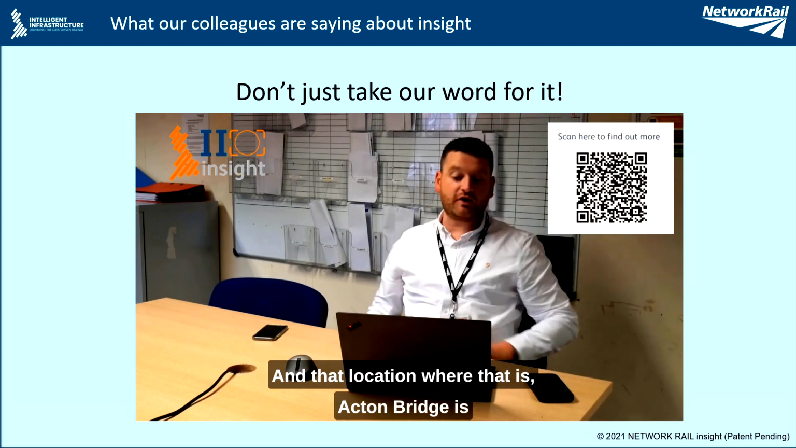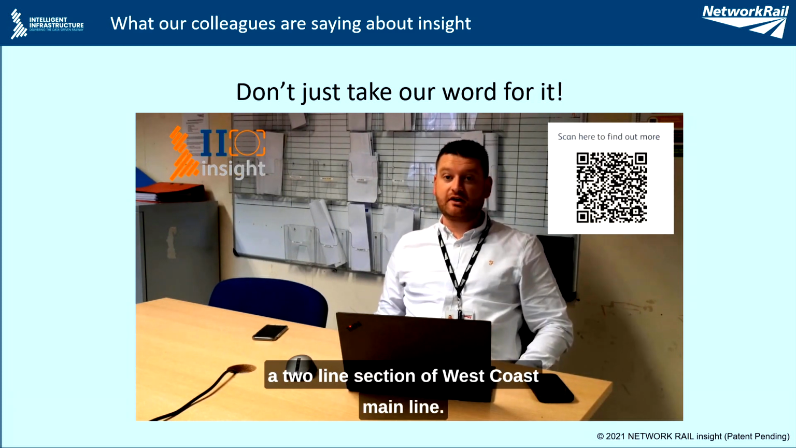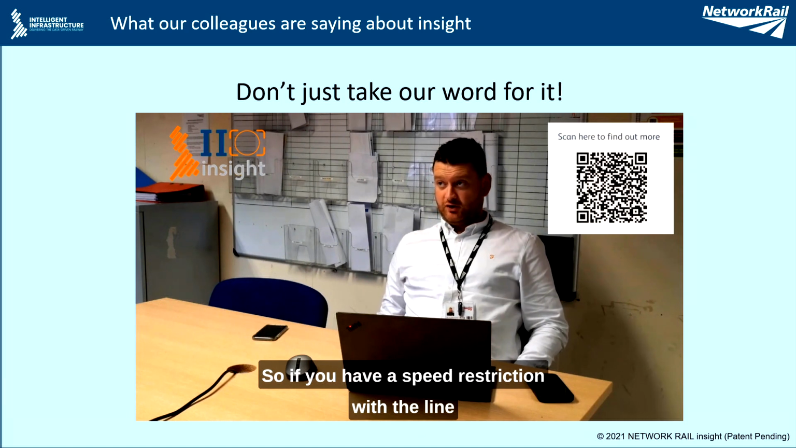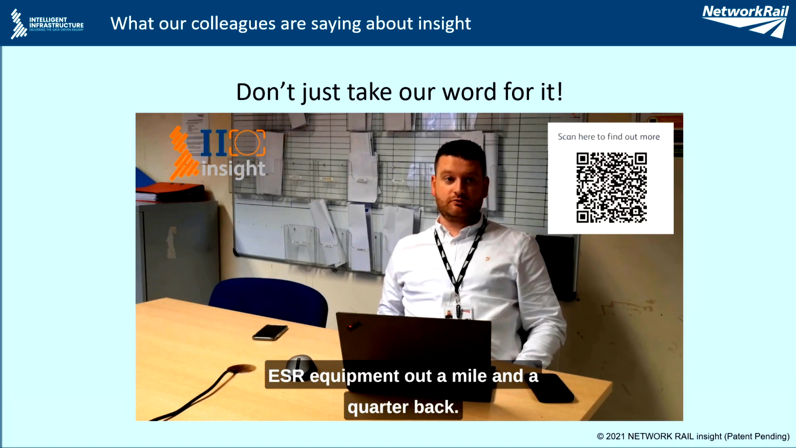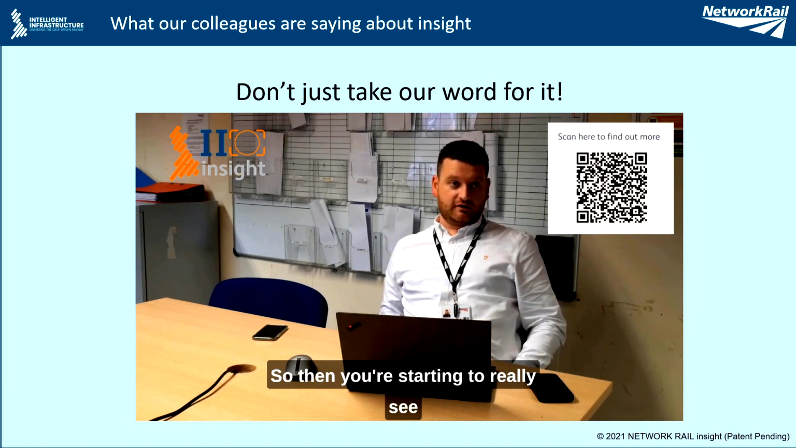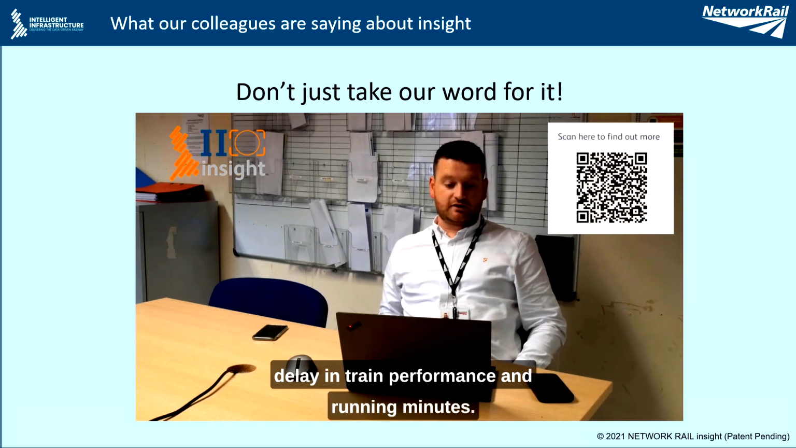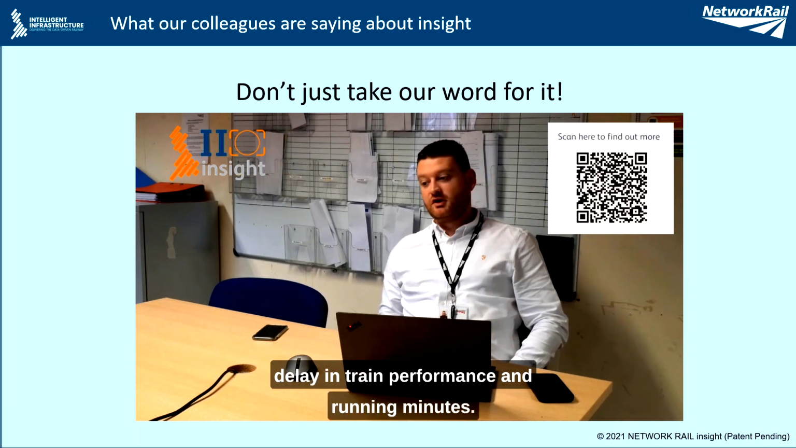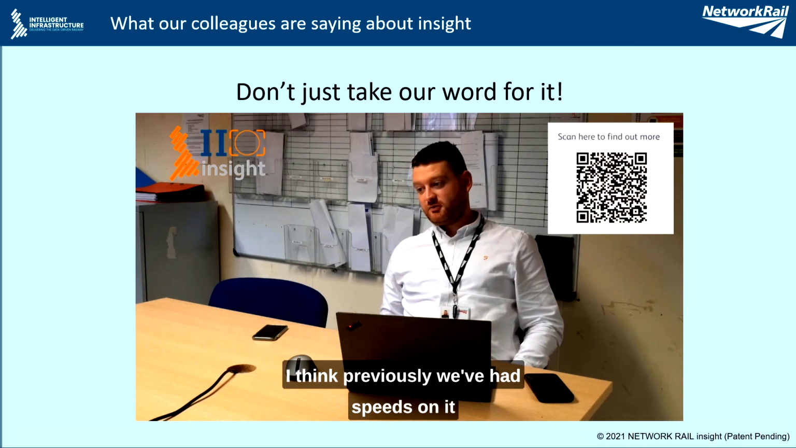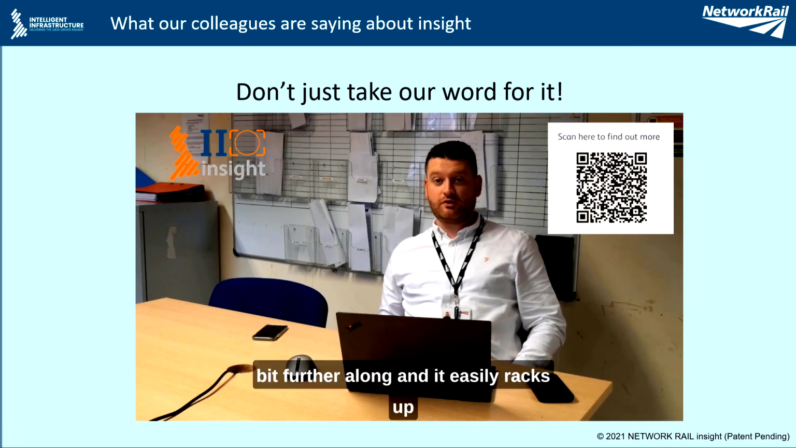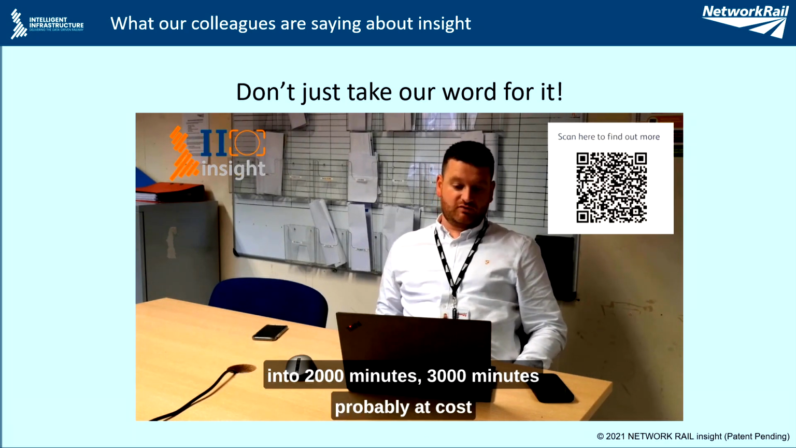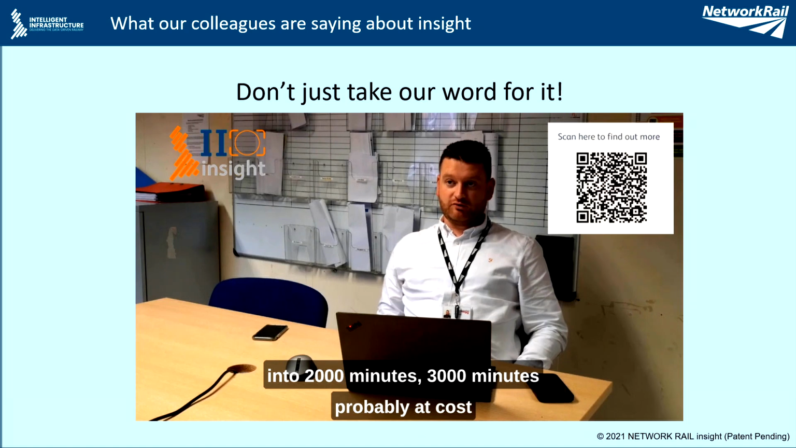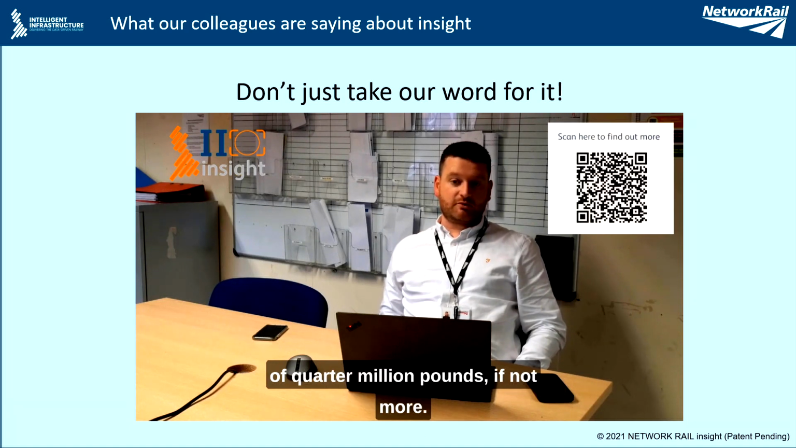And that location where that is at Acton Bridge is a 2-line section of West Coast Main Line. So if you have a speed restriction on with the line speed of 125 mile an hour, you're looking to put ESR equipment out 1.25 miles back. So then you're starting to really see delay in train performance and running minutes. I think previously we've had speeds on a bit further along, and it easily racks up into 2,000 minutes, 3,000 minutes, probably at a cost of around £250,000, if not more.